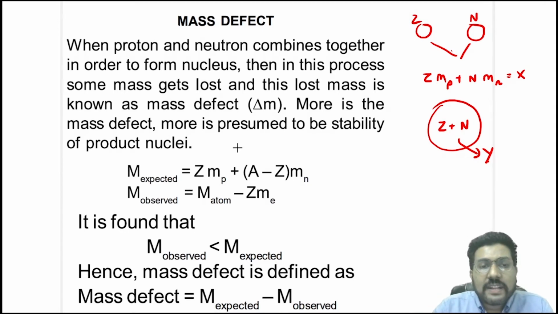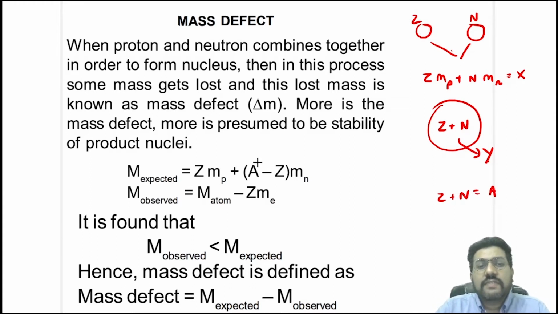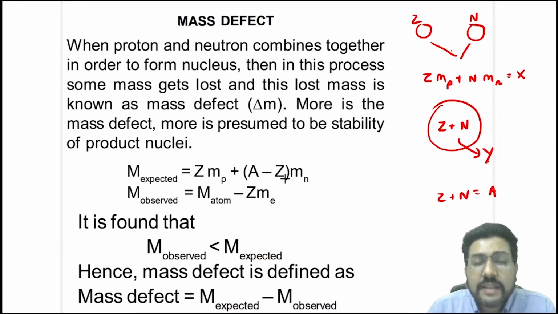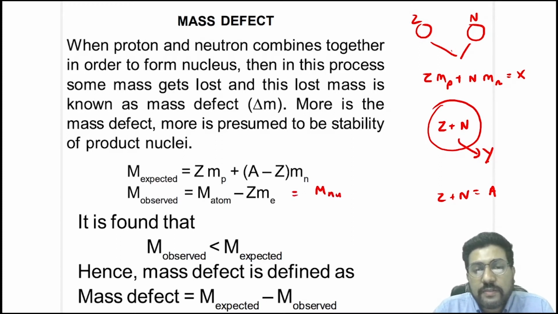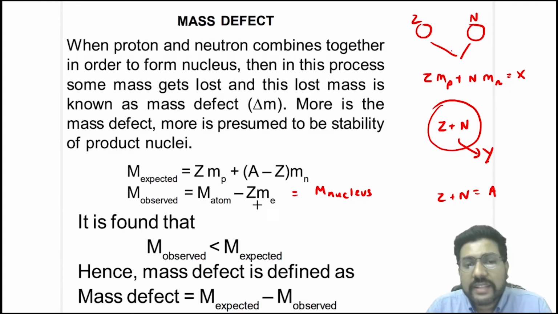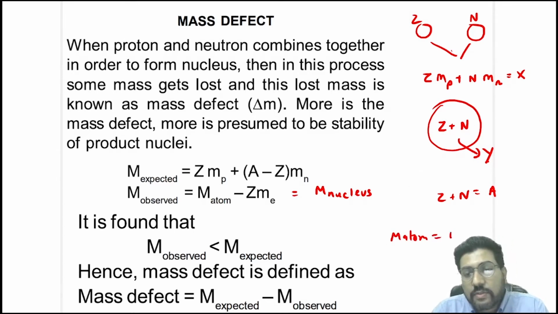This phenomenon is called mass defect. So the expected mass was Z into mass of proton plus (A minus Z) into mass of neutron. What is this A minus Z? Now you know that Z plus N is A, so instead of N, we have written A minus Z. Okay. Now what is the observed mass? The observed mass is the mass of the nucleus. So I am writing the mass of the nucleus. But yes, mass of the nucleus can be written as mass of the atom minus Z times the mass of electron, because atoms consist of nucleus and electrons, right? So mass of atom is equal to mass of nucleus plus mass of electrons, right?